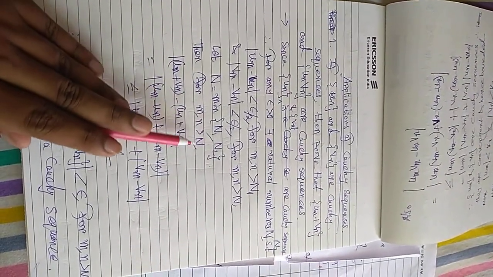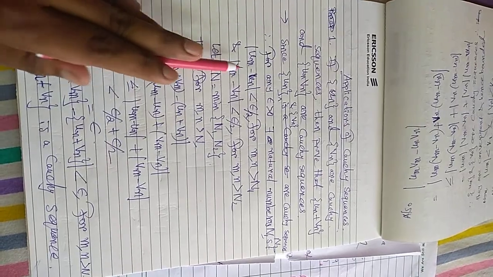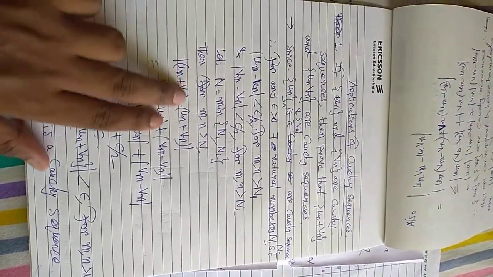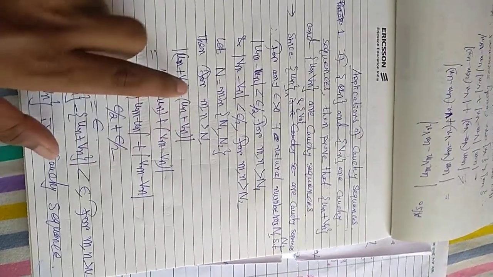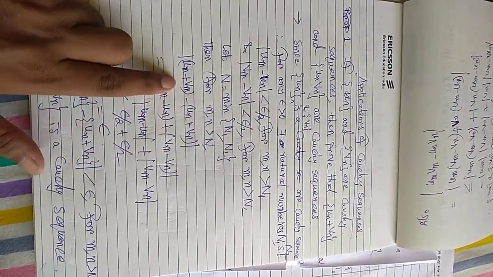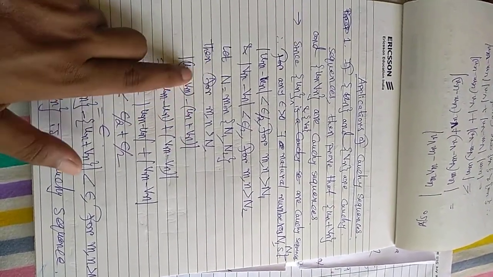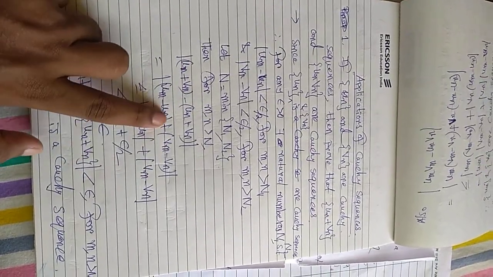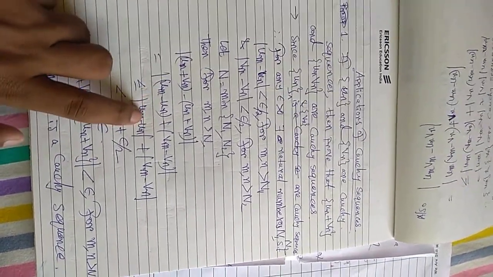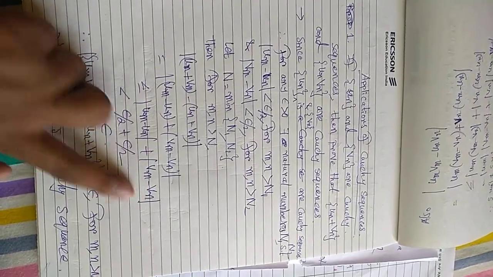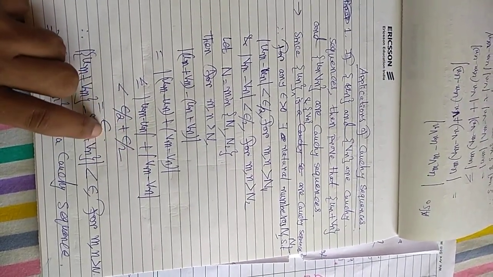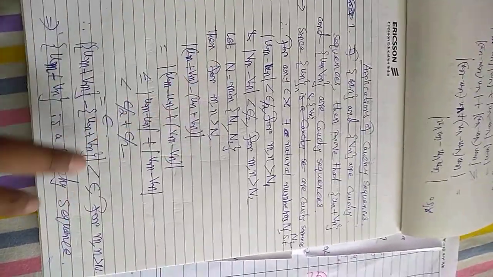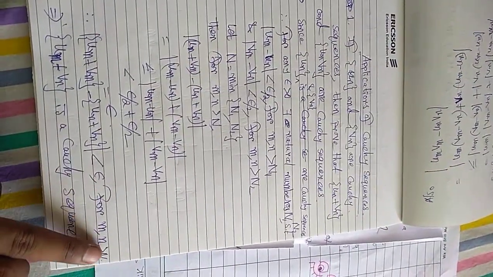Then for m, n greater than n, I have to check the modulus of Um plus Vm minus Un plus Vn. Separate them: Um minus Un plus Vm minus Vn. Use the triangle inequality, this is less than or equal to modulus Um minus Un plus modulus Vm minus Vn. This is less than epsilon by 2, this is less than epsilon by 2. So altogether it is epsilon. That means this difference is less than epsilon for m, n greater than n.